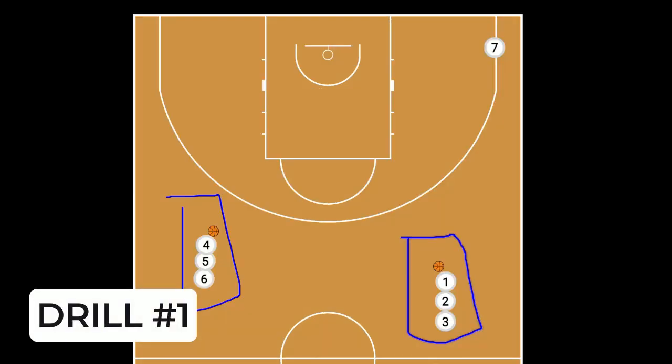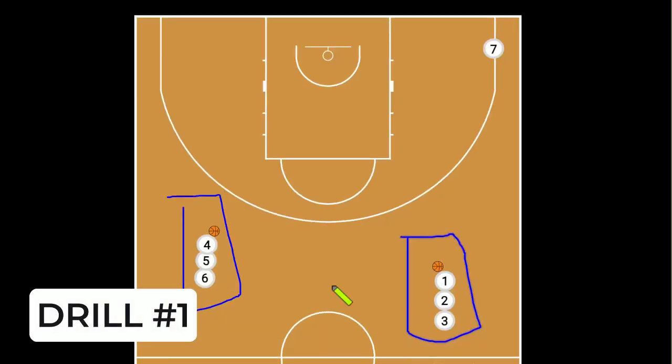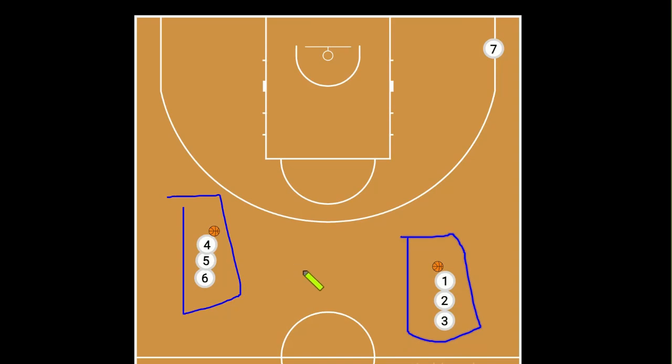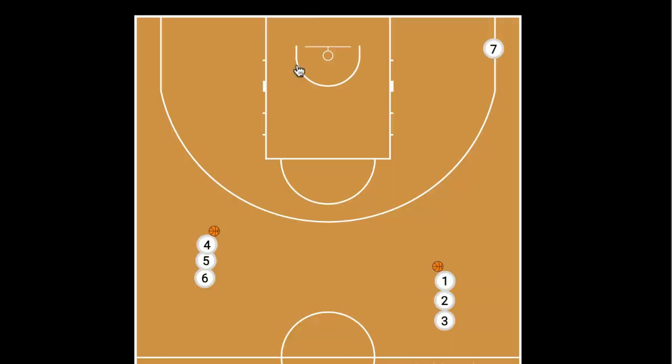Okay, so for this basketball drill, we're going to have 2 lines above the 3-point line. Each line can have 2 to 3 athletes. We want the basketballs in both of these lines. As we can see, we have a line here on the right side, and a line here on the left side. What we're going to be working on is passing and cutting, right? That's the consistent thing that we're working on here.